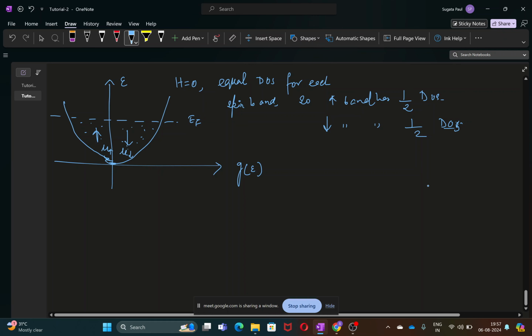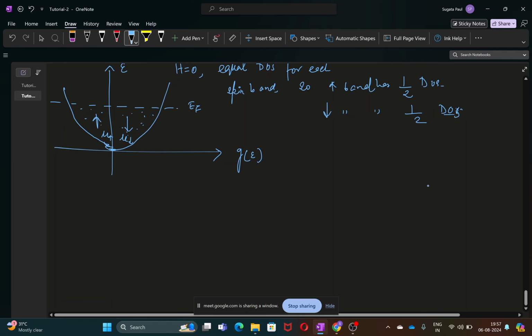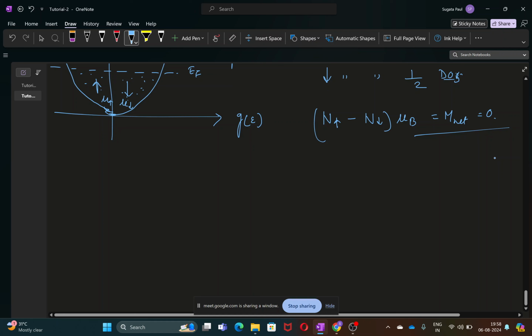Okay. So in this case, if they have an equal number of states for both spin up and spin down, let's say the number of states in the spin up case is n up and the number of states in the spin down case is n down. So you have the total magnetization written as n up minus n down multiplied by the standard unit of magnetic moment, which is the Bohr magneton, mu B, and that is equal to your net magnetization, which is equal to 0. Okay, so this is the case.